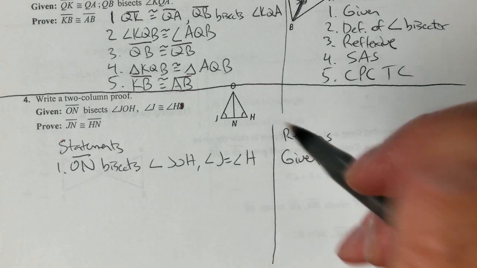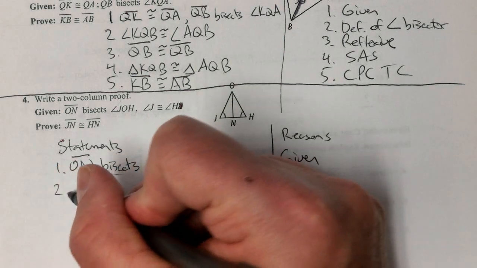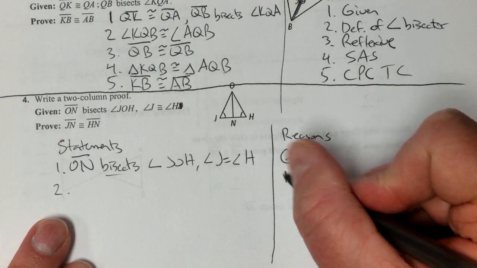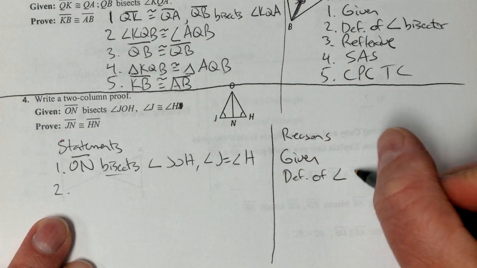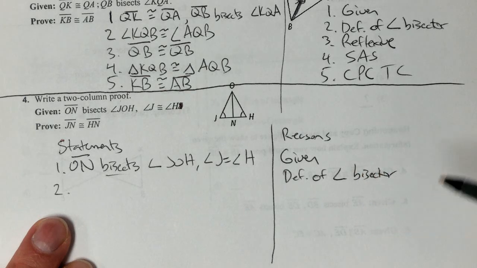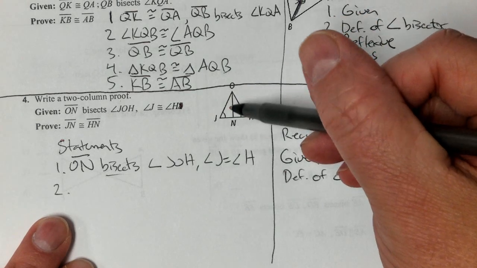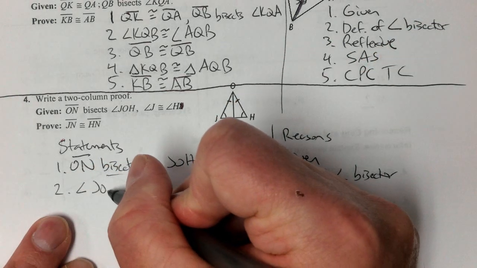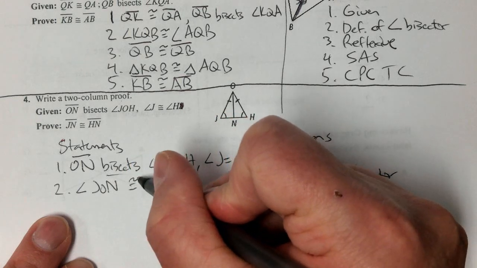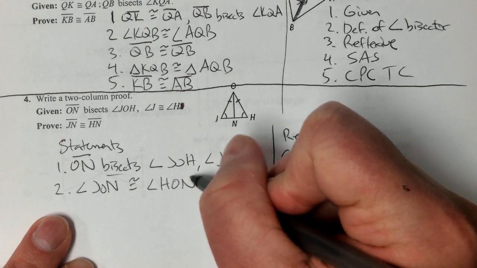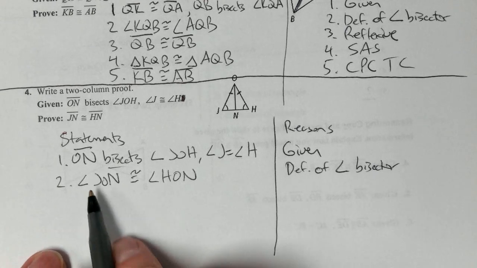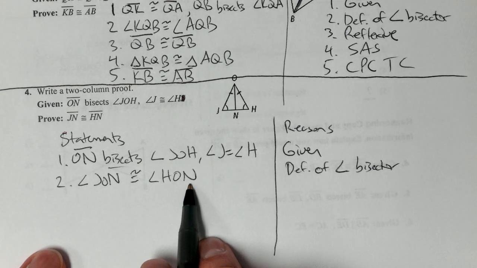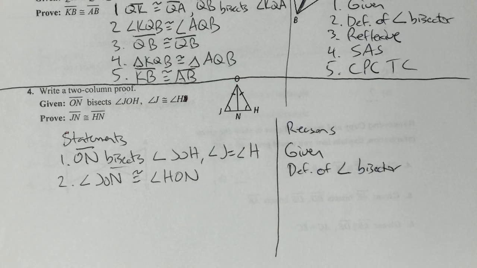Okay, based on this word bisects, over here we're going to end up with definition of angle bisector. And if ON is the bisector, then this angle is equal to this one. So angle JON congruent to angle HON. Definition of angle bisector.